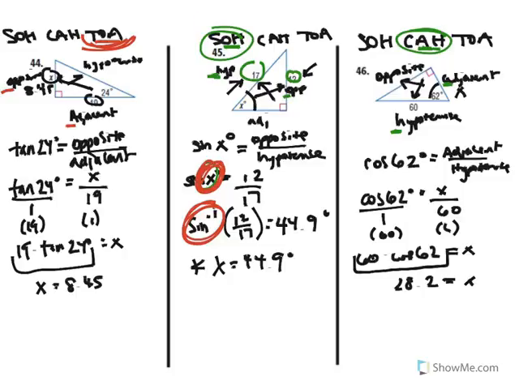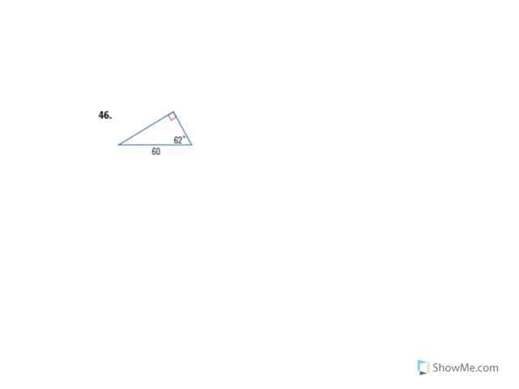Now, what if I had the same problem, and they give me 60 here and x here? So I do the same thing. I name my sides according to angles, right? The side across from my reference angle is going to be the opposite side. The side adjacent to my reference angle is going to be here.